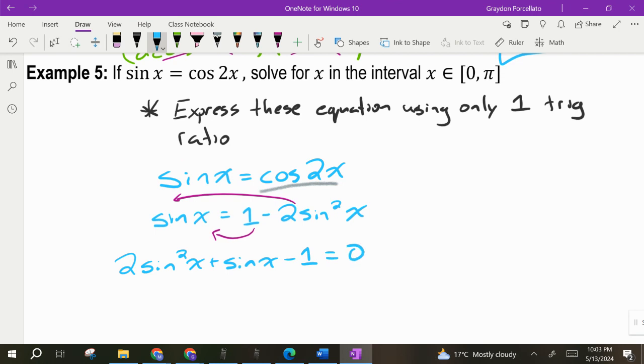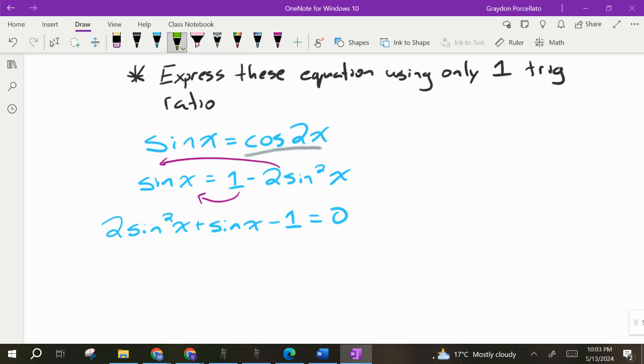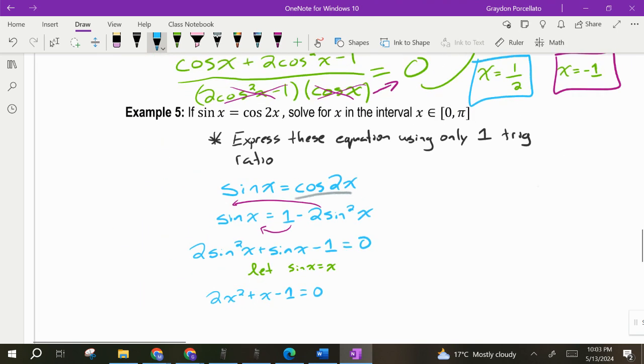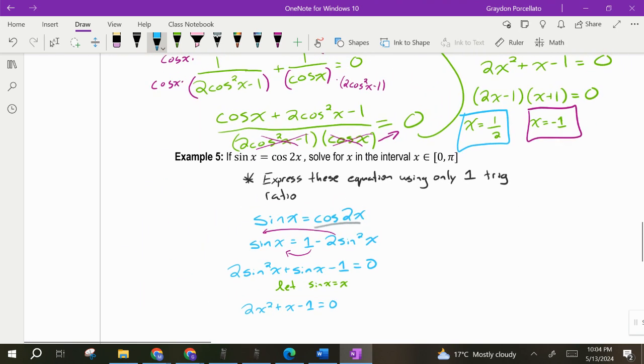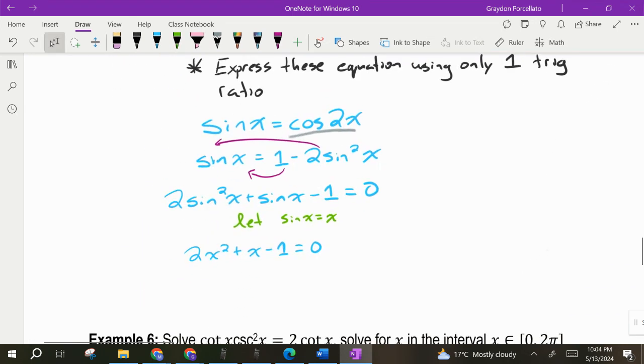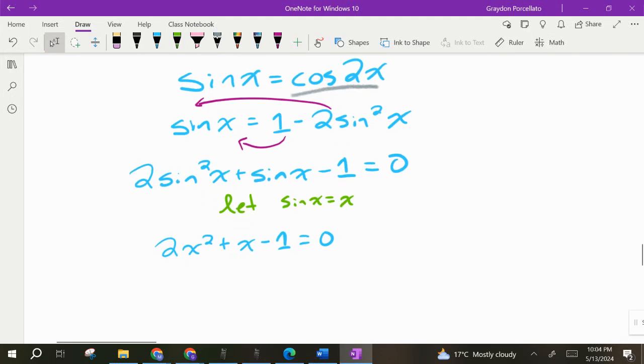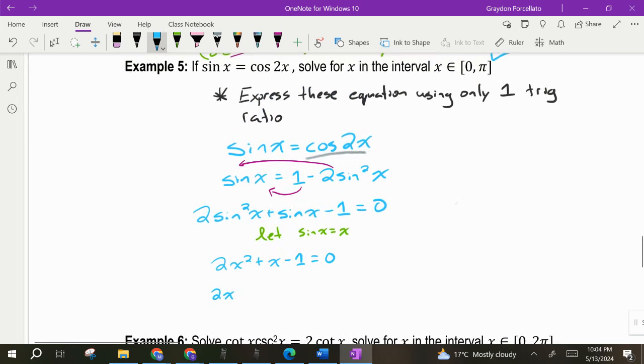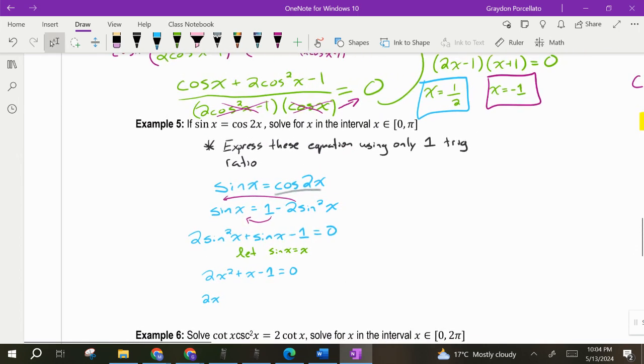I'm going to say here, let sine x equal x. So I'm going to write this as 2x squared plus x minus 1 equals 0. I think this is going to factor just the same as we had earlier. Yes, it is. One thing to note here: I'm not going to give you anything that's too crazy factoring, okay?